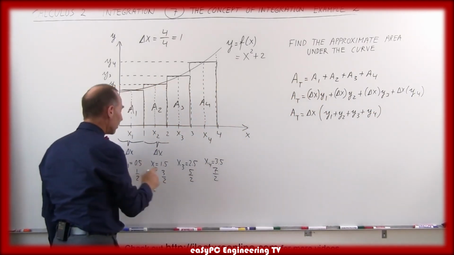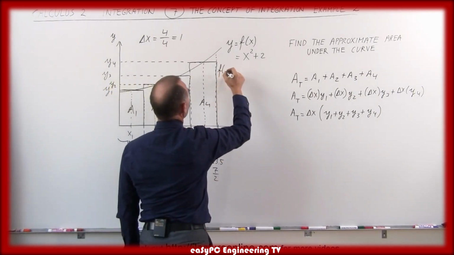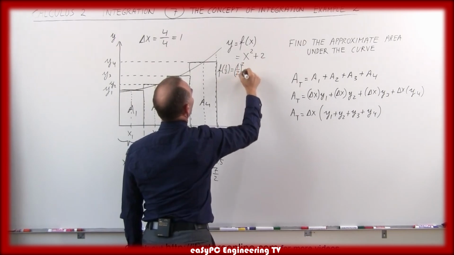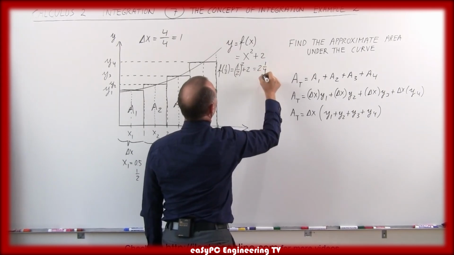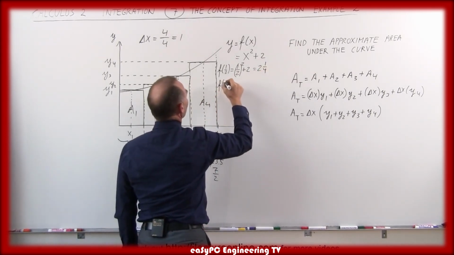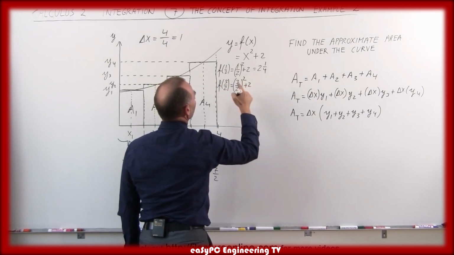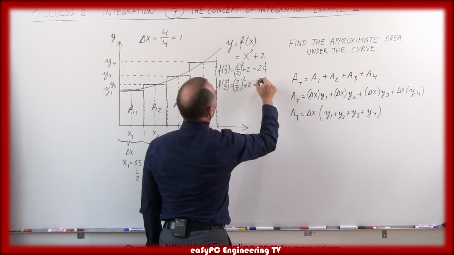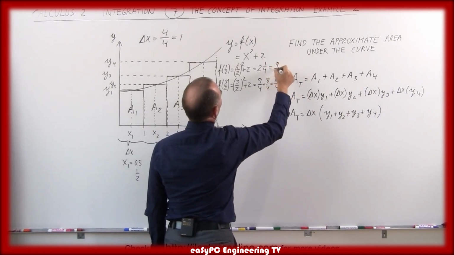We find them by plugging the x values into our equation right here, which means that f evaluated at x equals 1/2 is equal to 1/2 squared plus 2. 1/2 squared is 1/4. That would be 2 1/4. The function evaluated at 3/2 is equal to 3/2 squared plus 2. That would be 9/4 plus 2, which is 8/4. That would be 17/4.